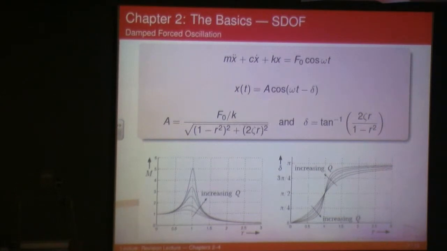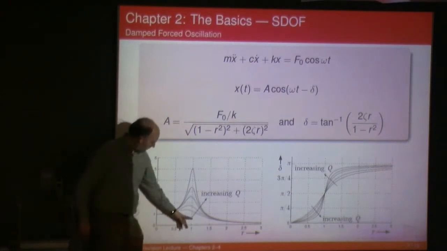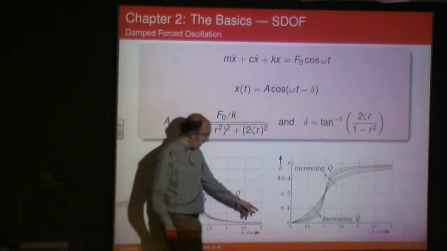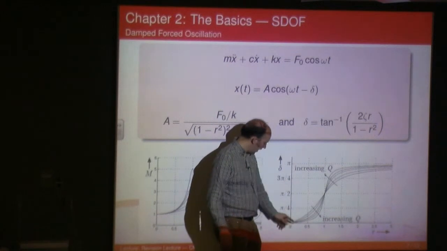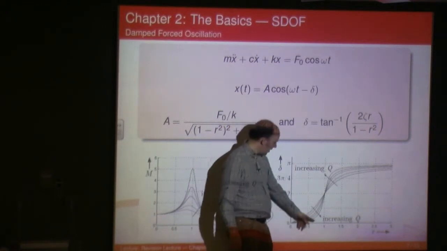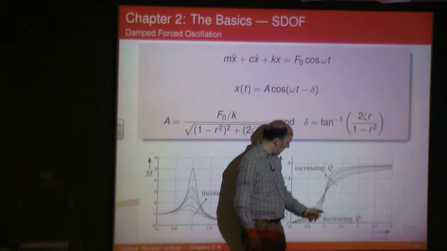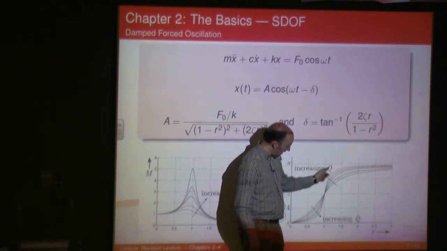And again, if you had no damping, this would shoot up to infinity, and the phase change would be instantaneous. From 0 to 1, you'd have something that's in phase with you, and then from 1 onwards, you'd have it out of phase. So this switch would be instantaneous.